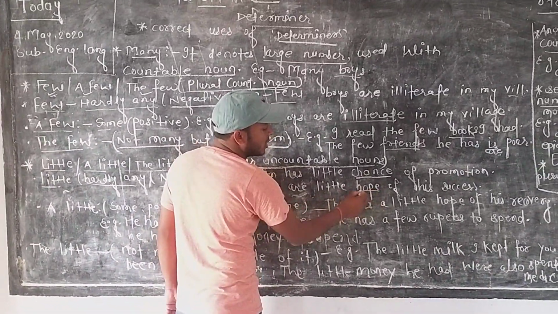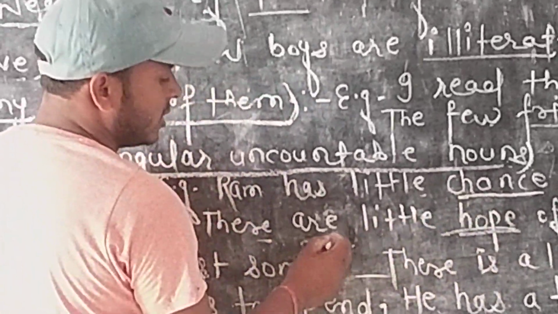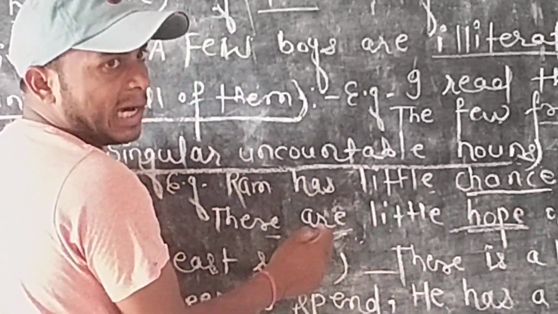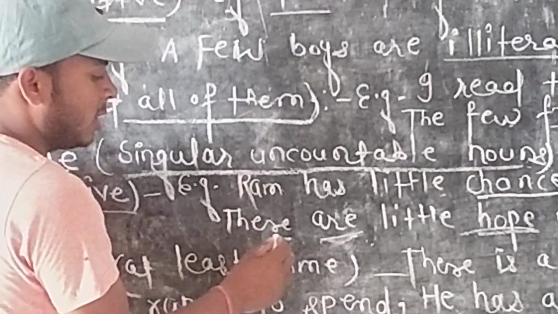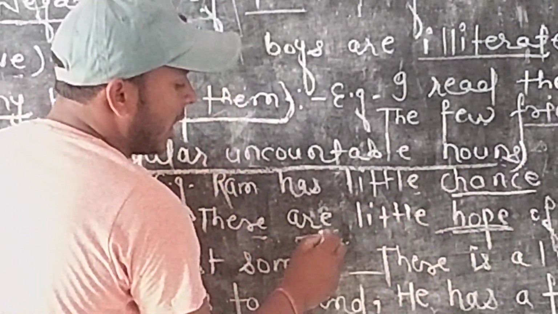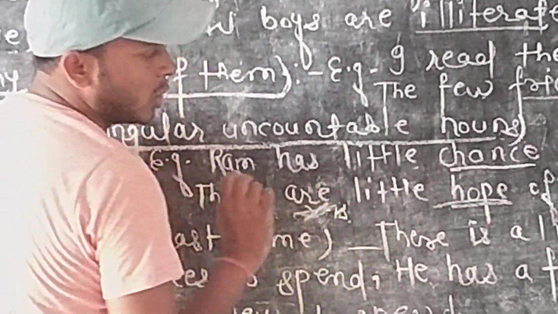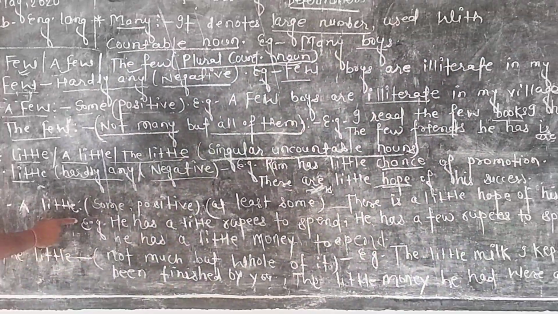Here I have written little hope, so hope is singular, but I have written "are". So "are" is used with plural. "Are" is known as a plural word. So it should be "there is little hope", not "there are little hope". Okay, got it?